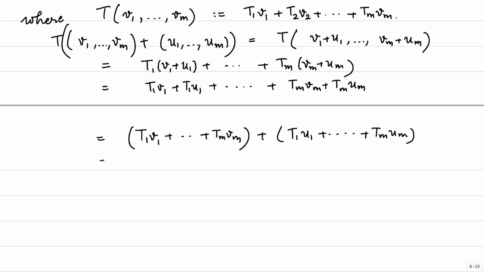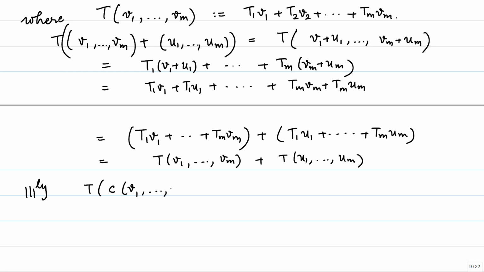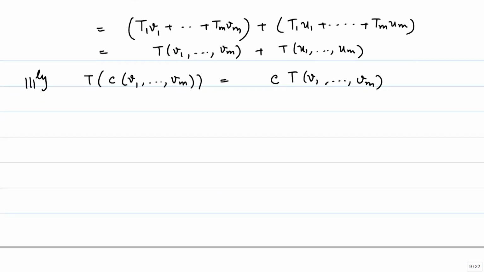But by the very definition, this is T of (V1 to Vm) plus T of (U1 to Um). So yes, we do have that the map T respects the vector addition. Similarly, you can show that T of C times (V1 to Vm) is equal to C times T of (V1 to Vm). So yes, what we just defined is indeed a linear map. T is indeed a linear map.